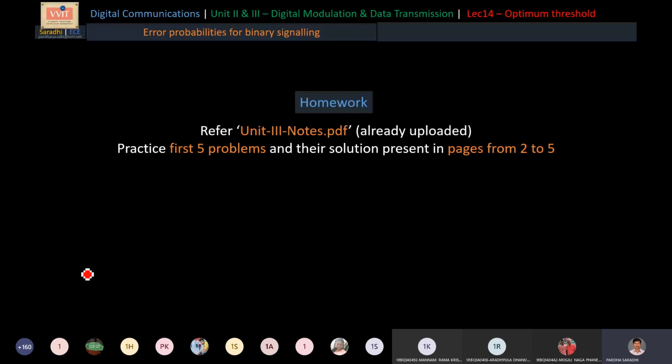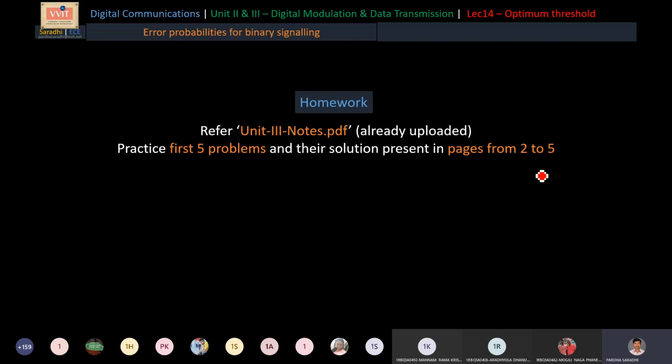But before you come back to the next class, please do this homework. What is this homework? I have uploaded notes for both unit 2 as well as unit 3. You just refer to the unit 3 notes PDF, which has already been uploaded. There are many solved problems in those notes. You practice the first 5 problems, on pages 2 to 5. Are you okay with this?